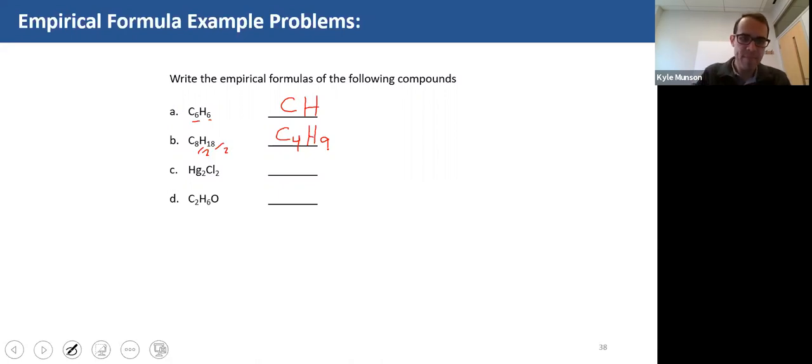This one, both are divisible by 2. So that's the empirical formula. And finally, this last one, I can't really divide it at all because the oxygen is 1. Anything I divide it by will give me some decimal number, not a whole number. So in this case, it already is its empirical formula. Hopefully that makes sense. You're basically looking at these formulas and dividing both of them, if you can, so that you get the simplest ratio of whole numbers to find the empirical formula.